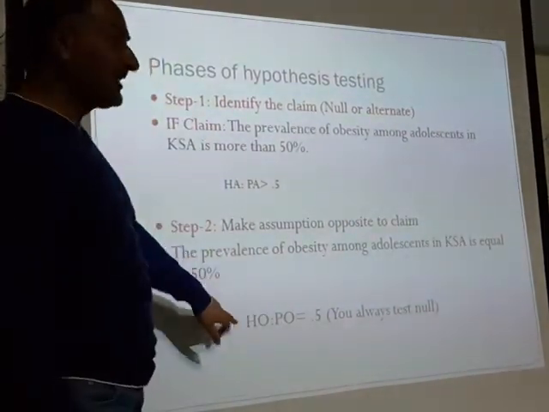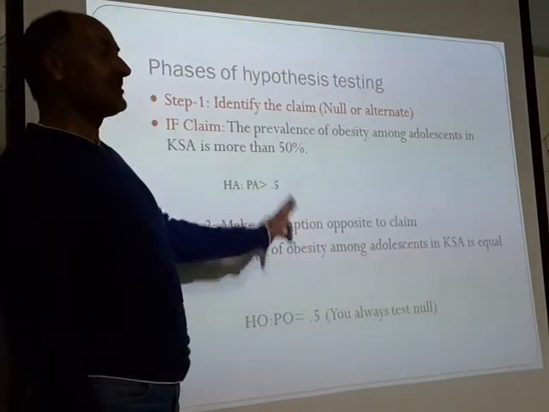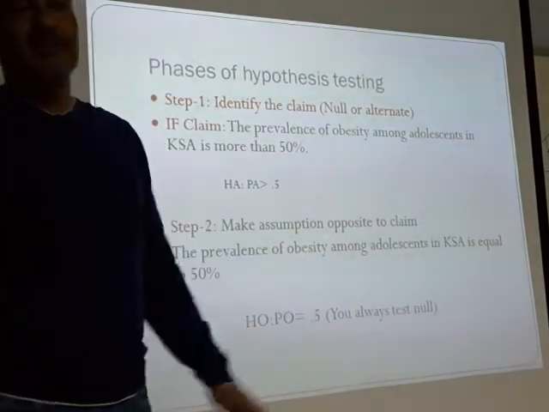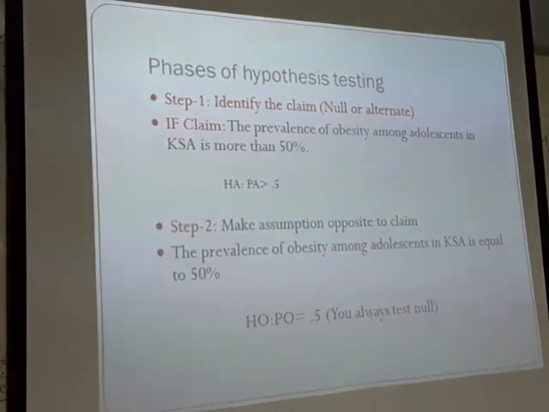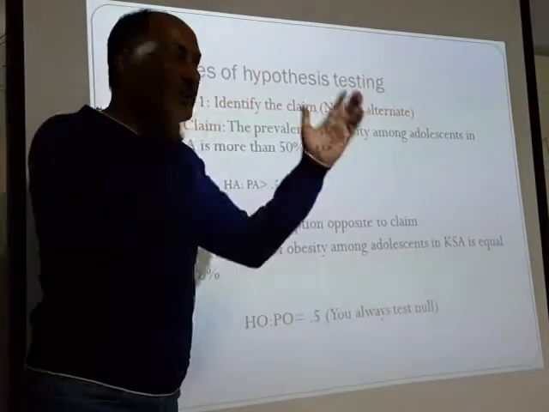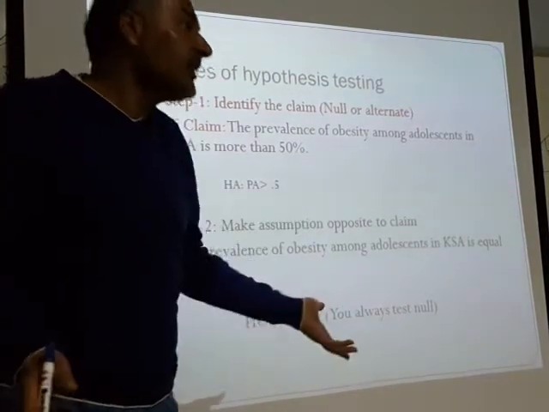Step 2: make an assumption opposed to that of the claim. So now it will be equal. I could have written less or more or equal, but it doesn't matter, I will write equal. Is that clear? Yes. Then what will I do? Now I will get data on this. I will take a sample, get data, and see if I get 50% or if I don't get 50%.